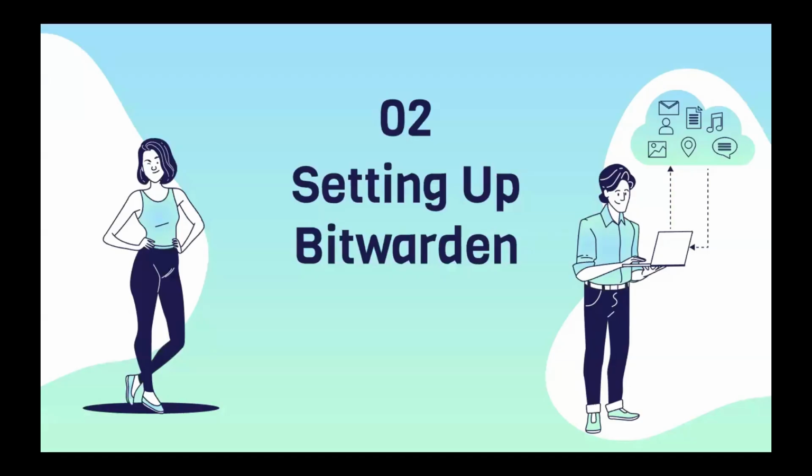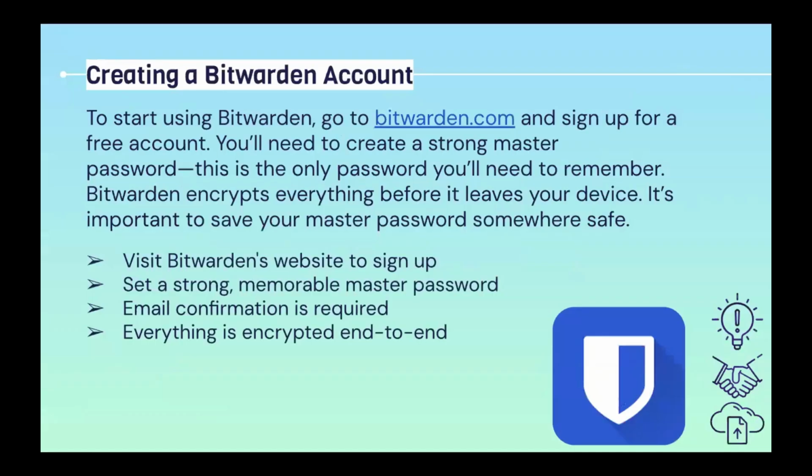Now we're going to talk about how to set up Bitwarden. So to create an account, the website is on the slide here. When you sign up, you'll be asked to make a strong master password. This is the only password you'll ever need to remember, so you want to make sure it's something that you won't forget. And then once you confirm your email, you'll be all set. Everything you store is encrypted before it leaves your device, so your data stays private and secure.